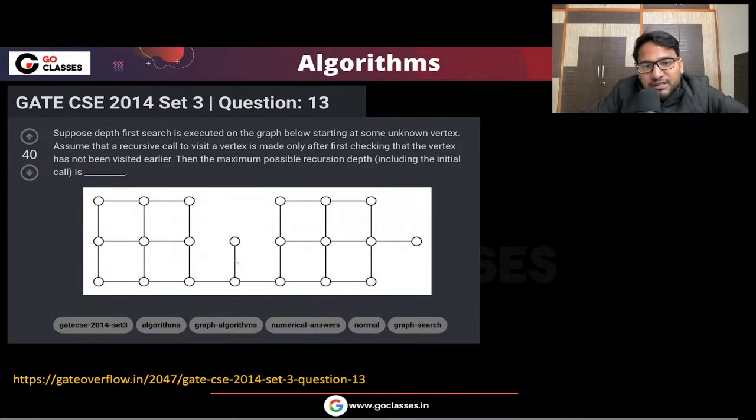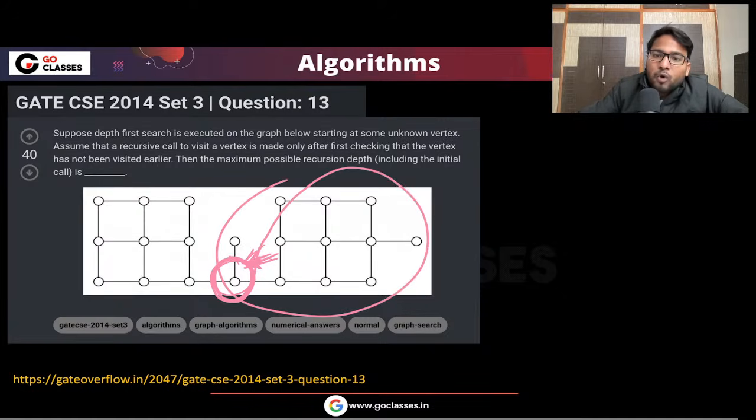Is it better to analyze from here? There is something called a cut vertex. If you start from here, it is not a good idea, because it is a cut vertex. A cut vertex will not lead to the maximum. Because if it is a cut vertex, then you will visit all of this.